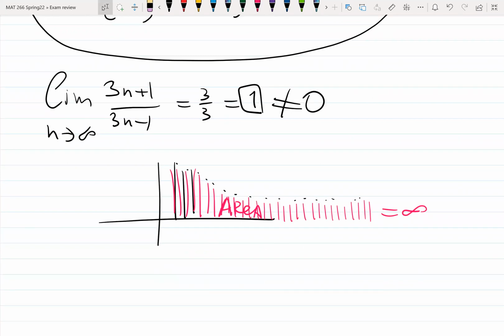And the series asks for the area here, the height, the area. So there will be a connection with integrals soon. Area below the graph and stuff like that. Answer: diverges.